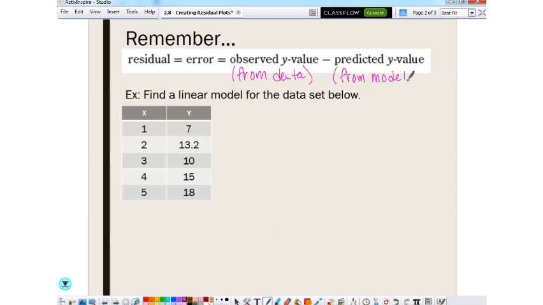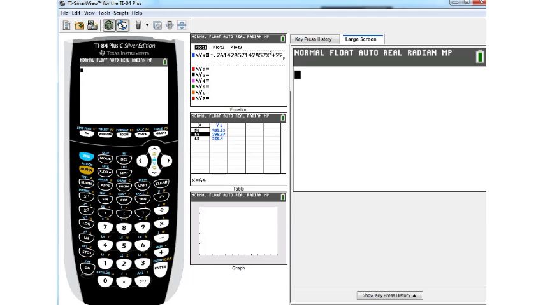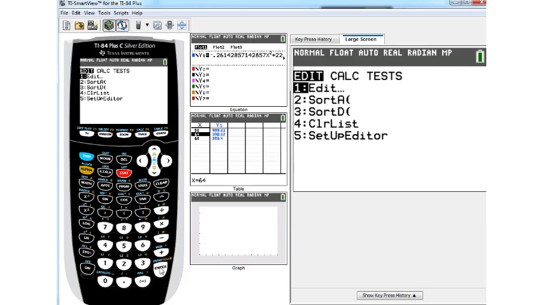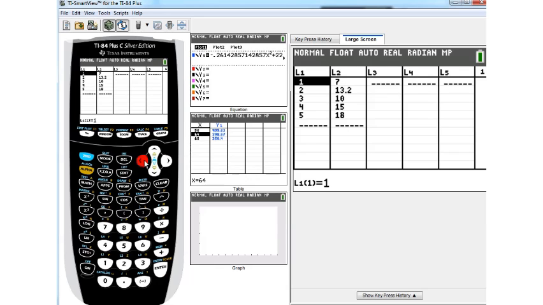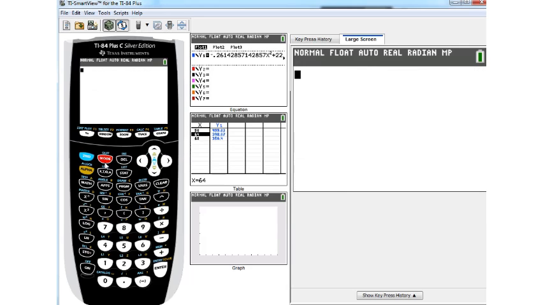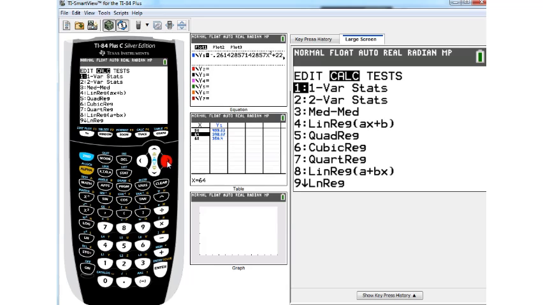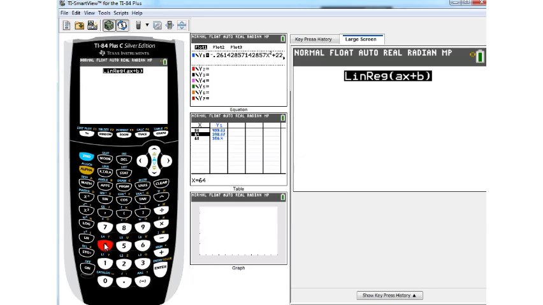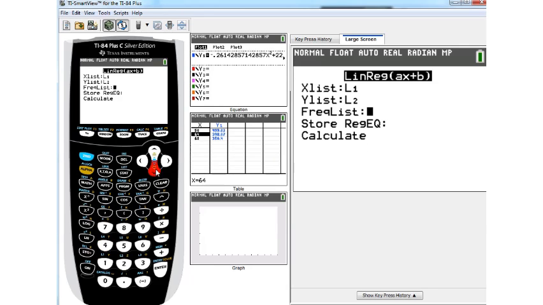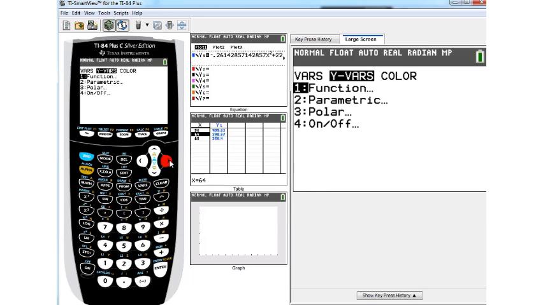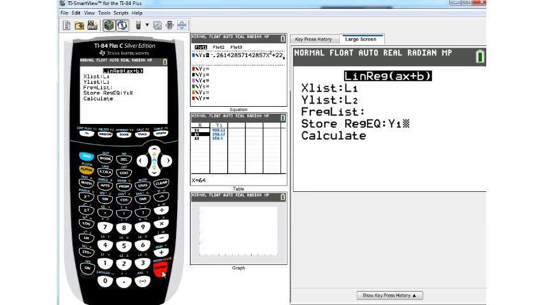The first thing we want to do is find a linear model for the data set below. We have 5 x-coordinates and their corresponding y's. We go to our graphing calculators and make sure our lists have the right data in them. I've already typed my data into L1 and L2. Then we do a linear regression by going to Stat, over to the Calc menu, and option 4 for linear regression. We use L1, L2 for our x and y list, and we store the equation by hitting the Vars key, going to Y-Vars, Function, and then Y1. Once that's set up, we hit calculate.